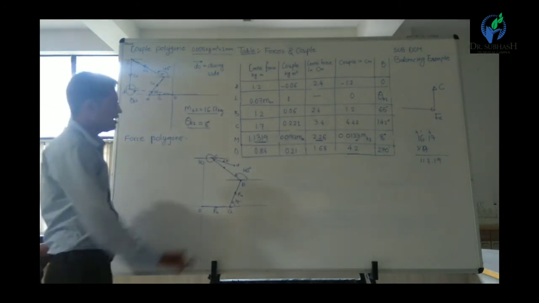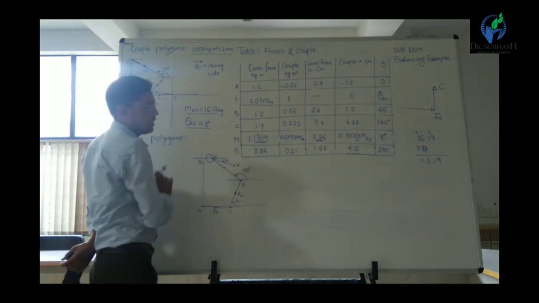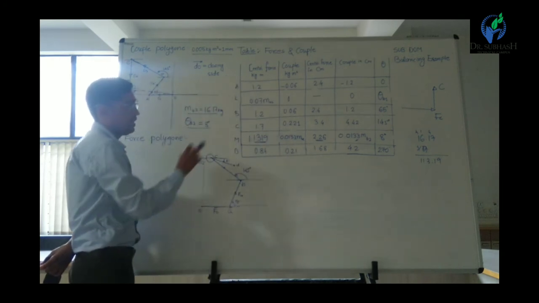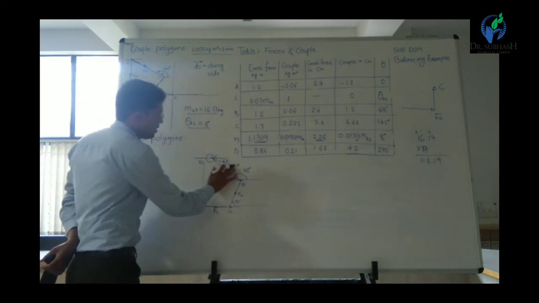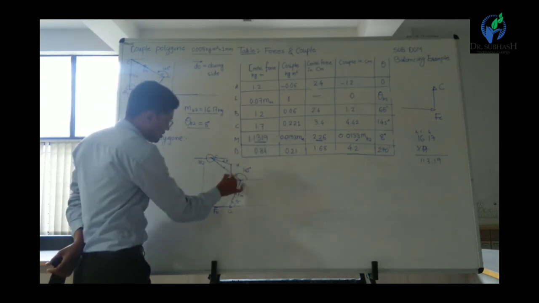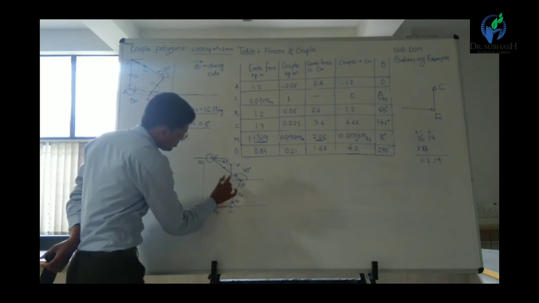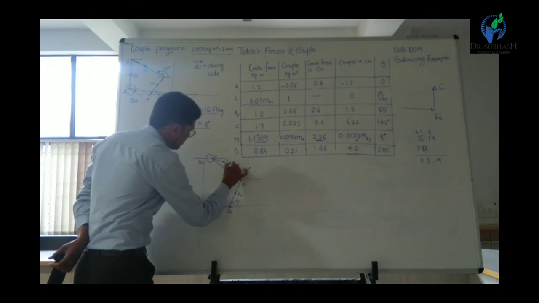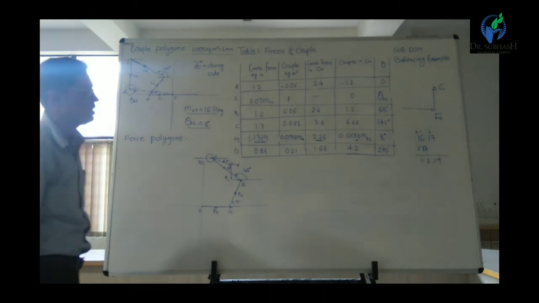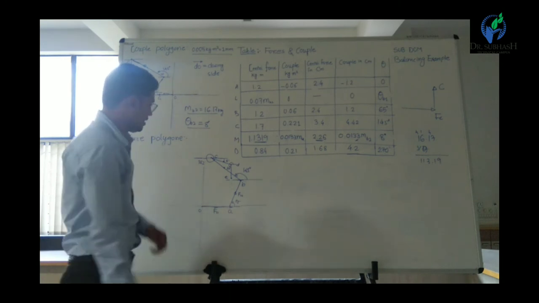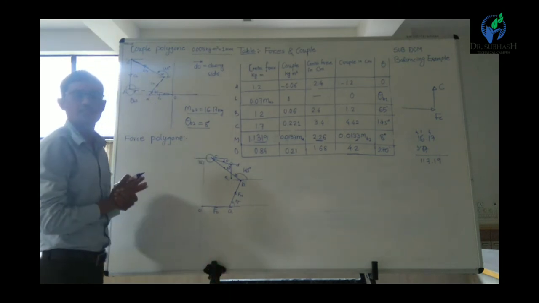Now the next one is 0.84. This is our magnitude, and if you convert this magnitude into centimeter, then it will be 1.68 centimeter, and it is at 270 degrees. So we draw a line having this length. Suppose we consider this as our E point. So this angle is 270 degrees. Okay, so the DE line represents 1.68 centimeter. Now our polygon is still unclosed.